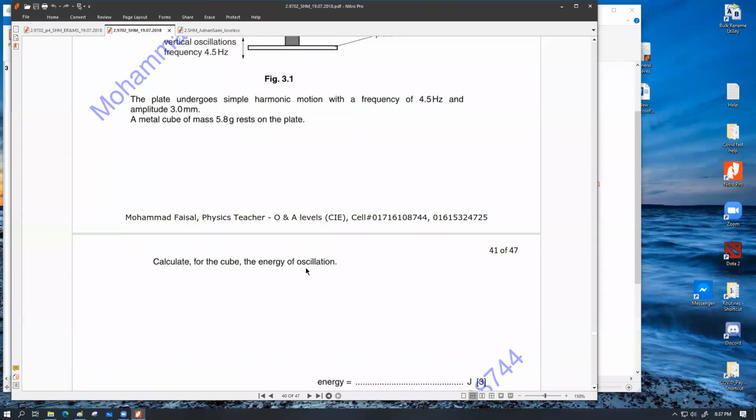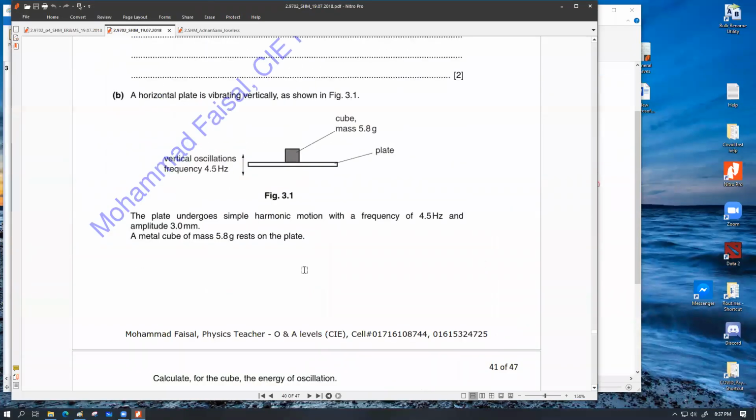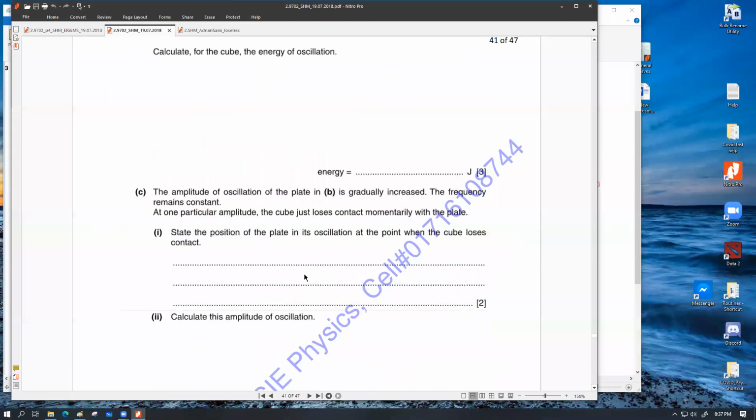C1 C2 তে প্রবলেম ছিল, এগুলো পেরেছি। কোনটাতে? C1 C2 আচ্ছা। C: the amplitude of oscillation of the plate in B is gradually increased. The frequency remains constant. At one particular amplitude, the cube just loses contact momentarily with the plate. State the position of the plate in this oscillation at the point when the cube loses contact. I'll help you to understand this thing.